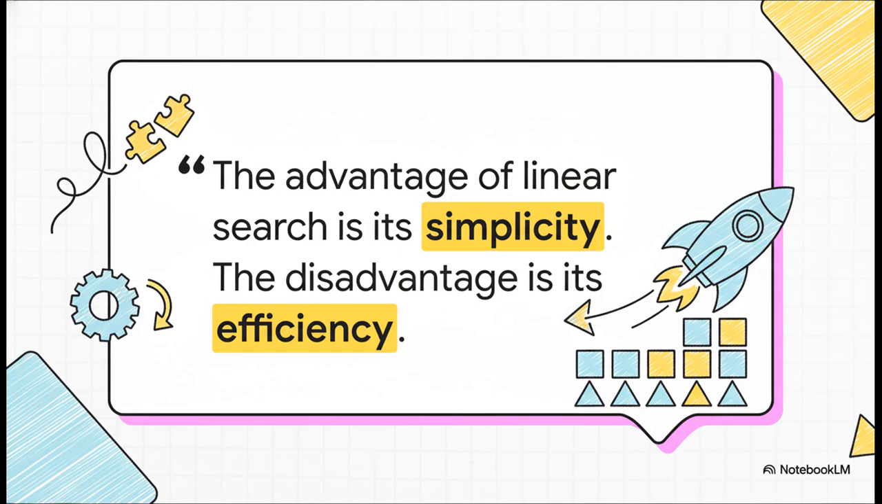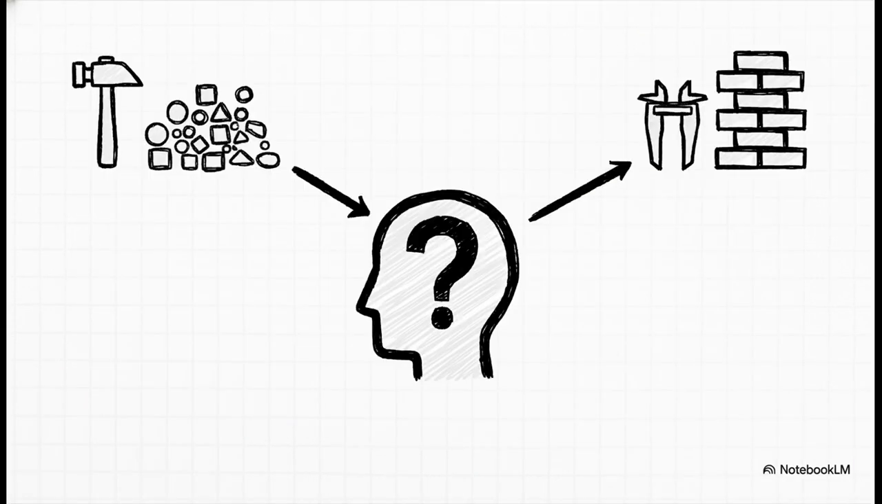And this quote from our source material just nails it. The advantage of a linear search is its simplicity. The disadvantage is its efficiency. Sometimes simple and flexible is exactly what you need. Other times, you need raw, unadulterated speed, and you're willing to do the prep work, like sorting the data, to get it. So here's the real takeaway.